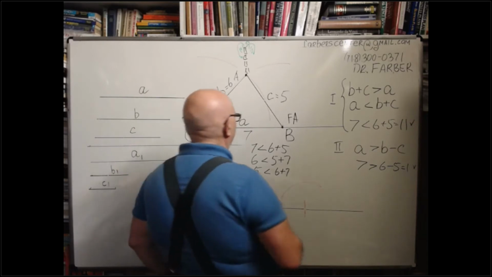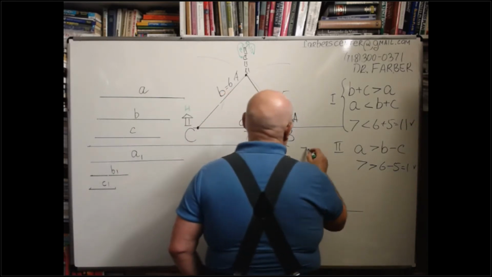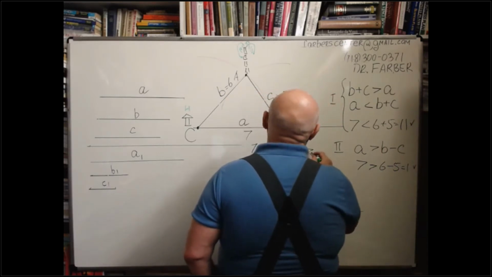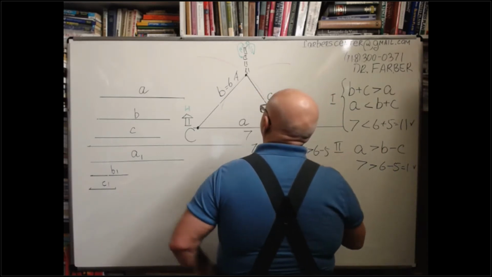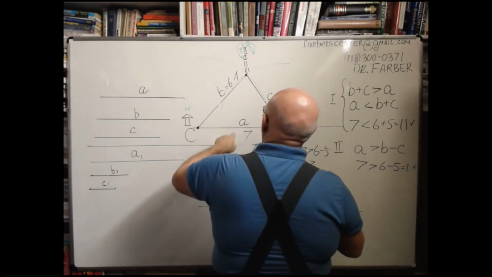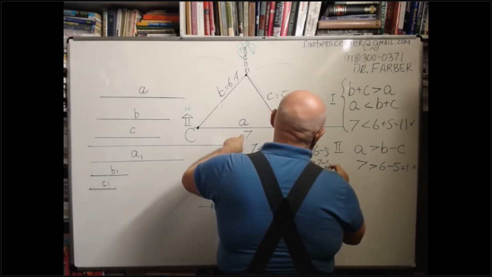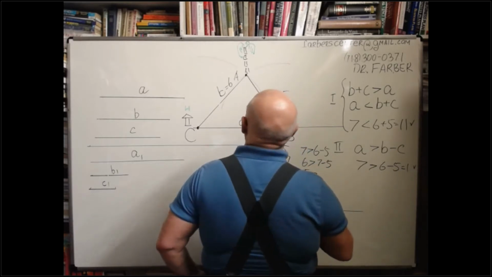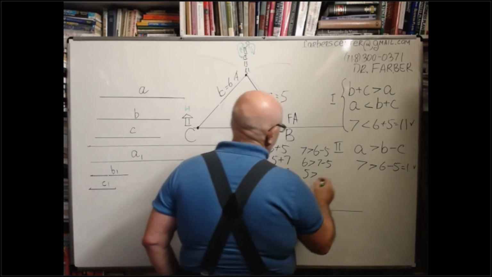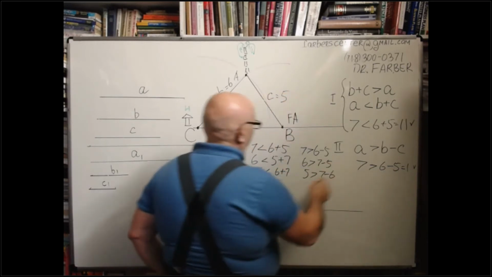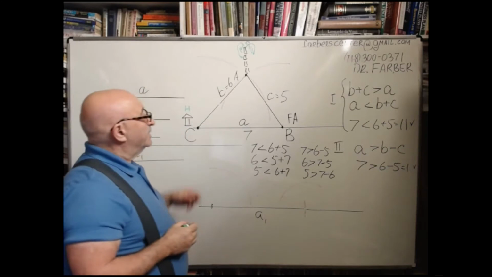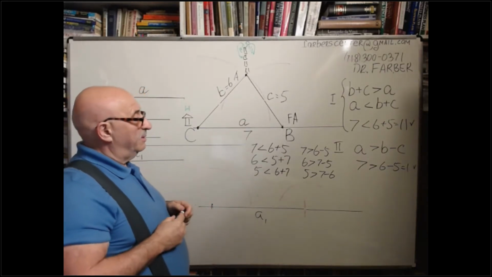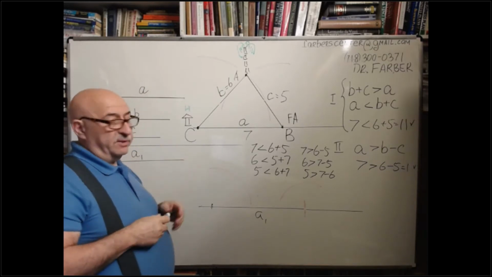Or the second group of 3. 7 supposed to be greater than 6 minus 5. 6 supposed to be greater than 7 minus 5. And 5 supposed to be greater than 7 minus 6. If all of them satisfy these two inequalities, basically, so the triangle exists.